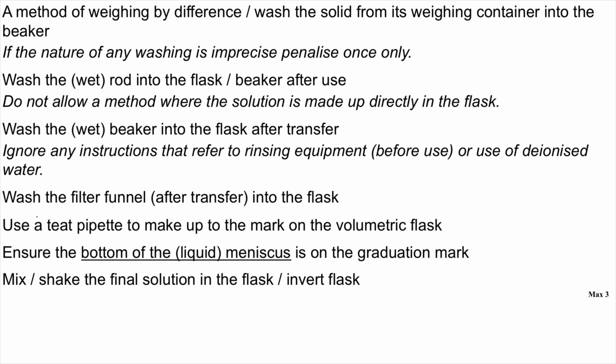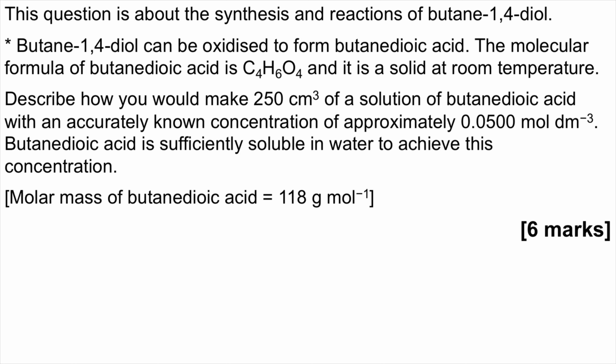Next question. This question is about the synthesis and reaction of butane 1,4-diol. Butane 1,4-diol can be oxidized to form butane dioic acid. The molecular formula of butane dioic acid is C4H6O4 and it's a solid at room temperature. Describe how you would make 250 centimeter cube solution of butane dioic acid with an accurately known concentration of approximately 0.0500 moles per decimeter cubed.